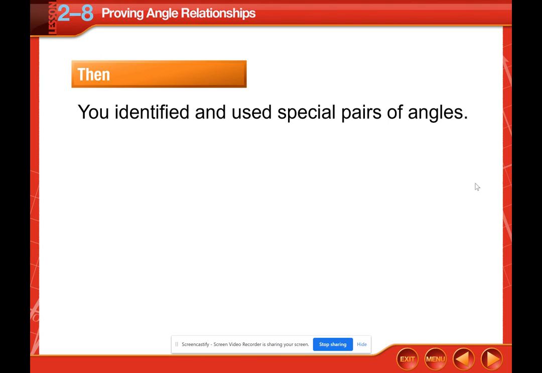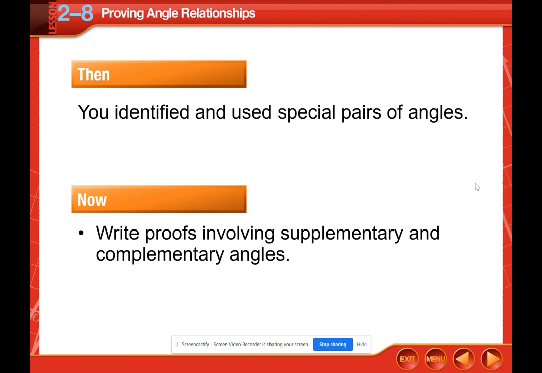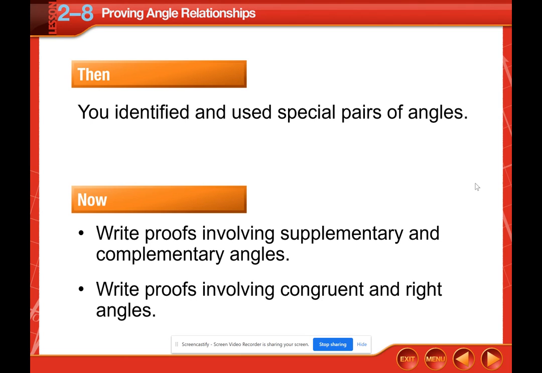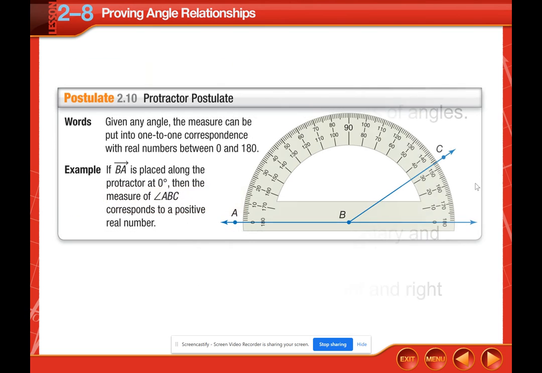So we've identified and used special pairs of angles in the past. Now we're going to write proofs that involve the supplementary and complementary angles. What's supplementary? Well, supplementary is when I have two angles that when put together equal 180. Complementary is when I have two angles that, when added together, equal 90. We're also writing proofs involving congruent and right angles. Congruent meaning same measure, and right angles, of course, being 90 degrees.